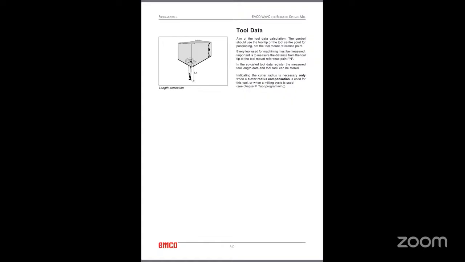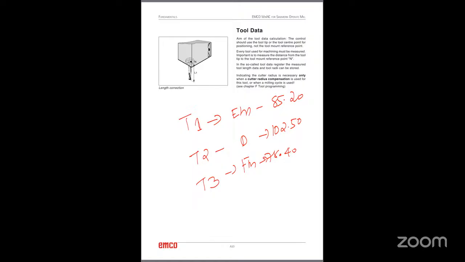Every tool used for machining must be measured. For example, we have tool number 1, T1, an end mill, and the length is 85.20. We have another tool T2, a drill, and the length is 102.50. We have another tool T3, a face mill, 78.40. So now you have 3 different tools with 3 different lengths, and we should store these 3 lengths inside the controller.